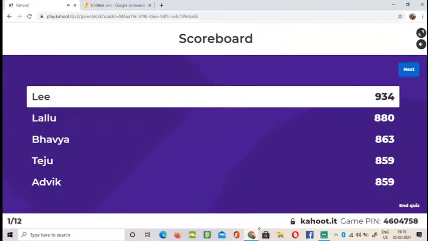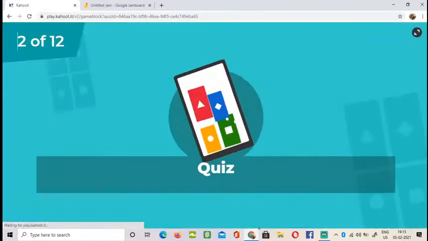It's Lee in the first and Lallu in the second and Bhavya in the third and fourth is Teju and fifth is Advik. That's very good. So now let's move on to the next one.